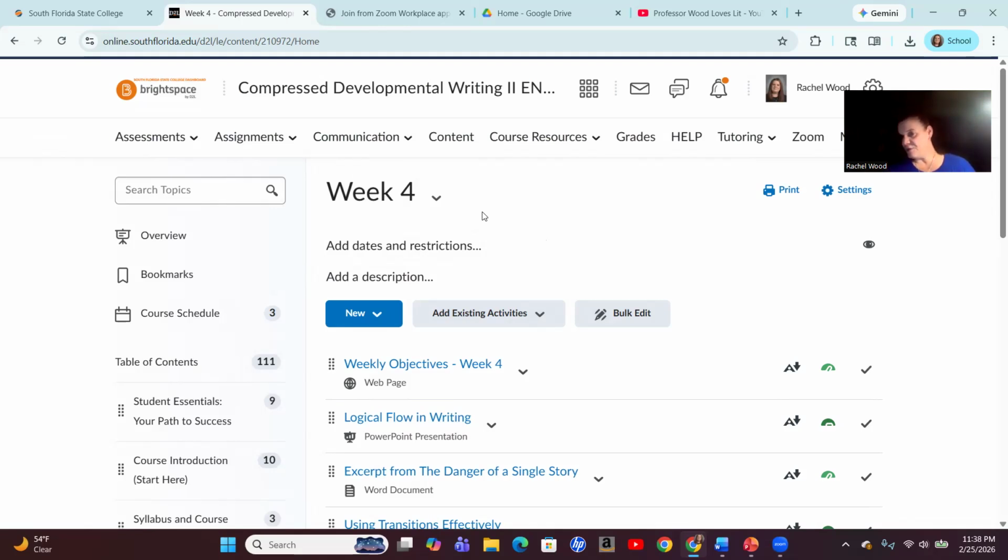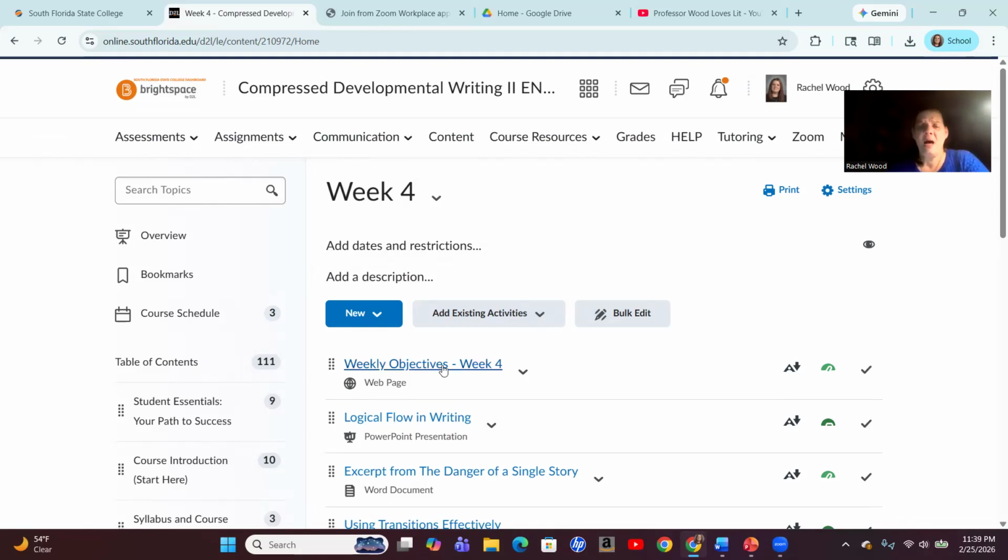And this isn't directed at everyone, but I just want to make sure that you are aware of the importance of looking at your Brightspace content from week to week, and making sure that you are doing all of the required things in the modules. And once you've done that, you should see a check mark next to everything. Once all those check marks are completed, then you can attempt the assignment. That does include your weekly grammar practice as well.